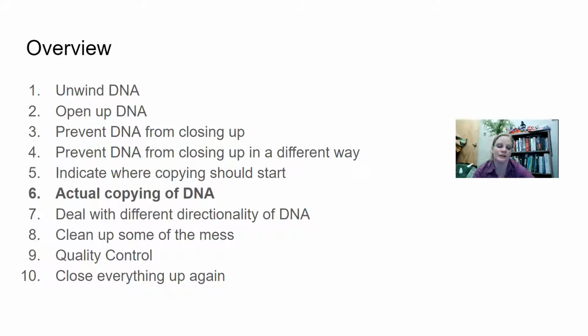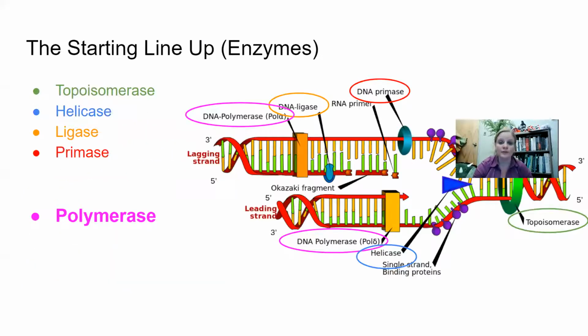And then, when I say clean up the mess for step number 8, it means getting rid of the RNA primers. That'll make more sense later. Then we have to make sure that everything's correct, because we don't want to make mistakes as we're copying our genes, because that's a bummer. Then we close everything up again and tidy it up, and then we're done. Okay, so let's go through these steps.